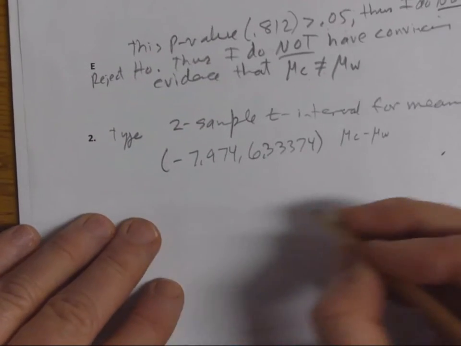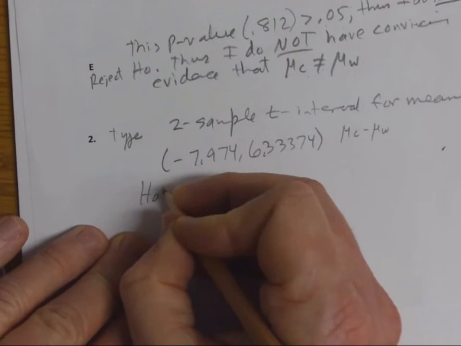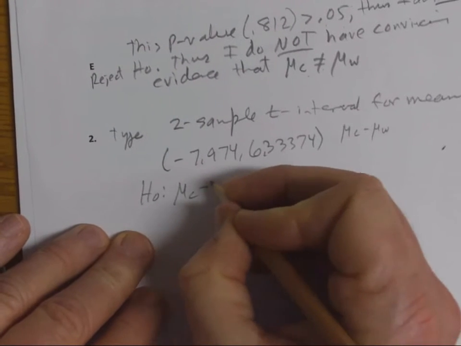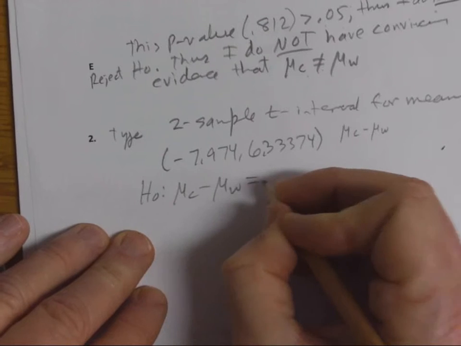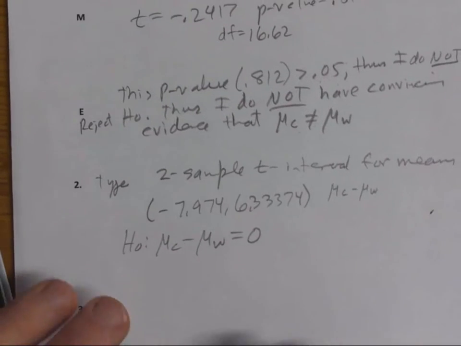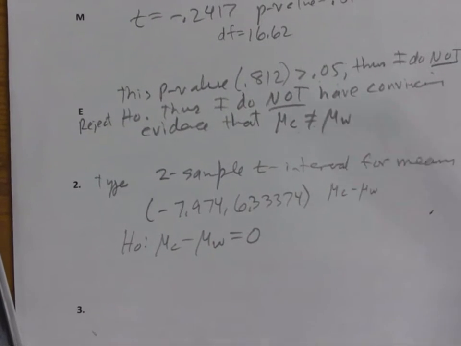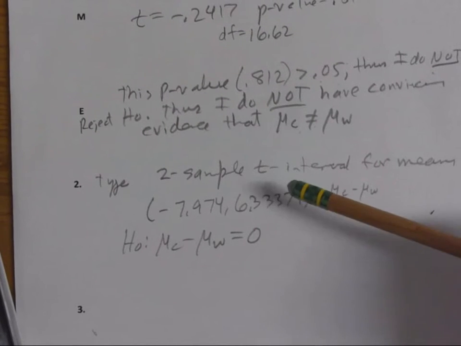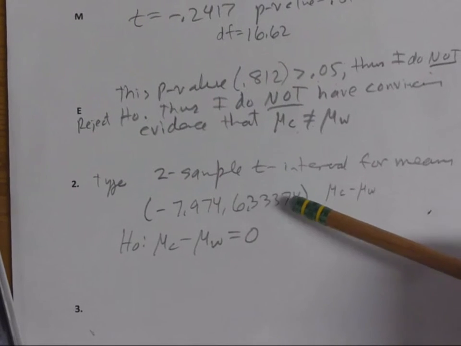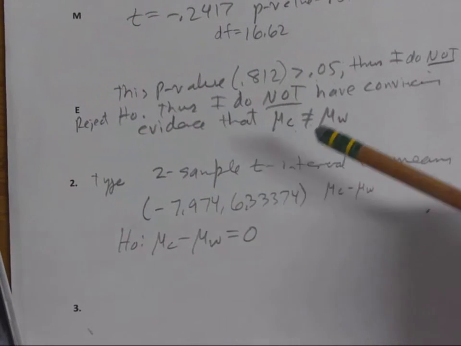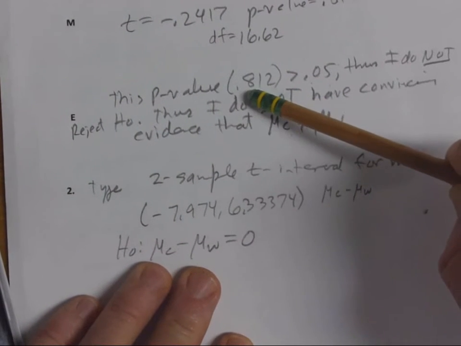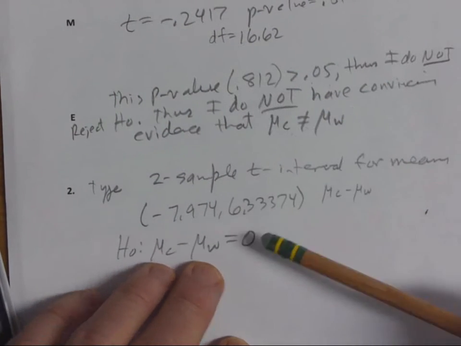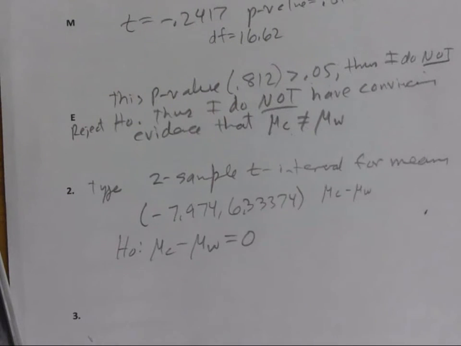Now, in making the connection between the interval and the p-value, remember our p-value is 0.812. Remember, our null hypothesis is that there's no difference. Mu sub c minus mu sub w is equal to 0. And so here's the connection. 0 is in the interval. Therefore, it is a plausible value and should not be rejected. This p-value, similarly, is a high p-value and did not reject the null. And so that's how that fits together.